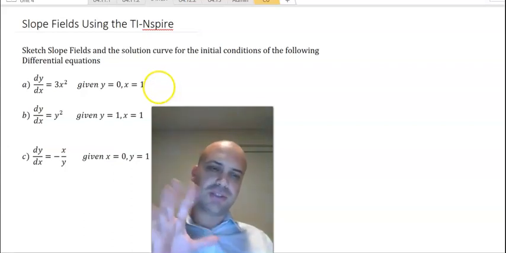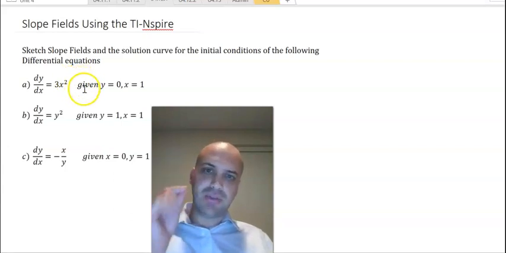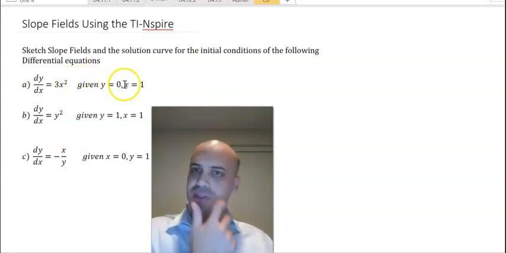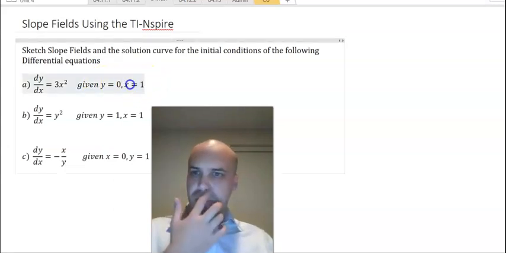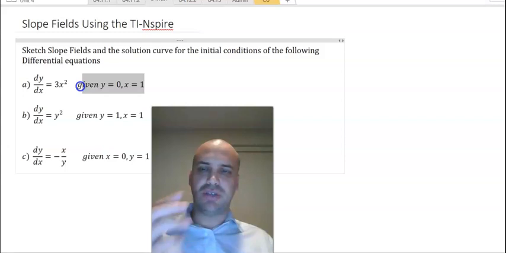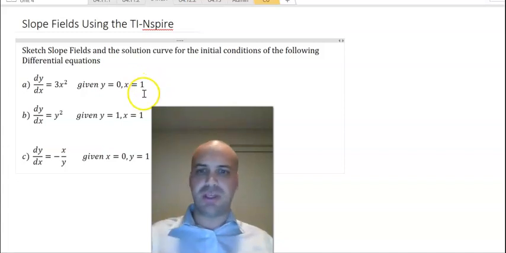Now, of course, slope fields can be done on your graphics calculator. So we're going to sketch these slope fields, and we're also going to sketch the solution curve given initial conditions, y equals 0 and x equals 1. Now, you can find those initial condition curves just by solving the differential equation and subbing in 0 and 1, but we're going to be using our graphics calculator for everything here now.